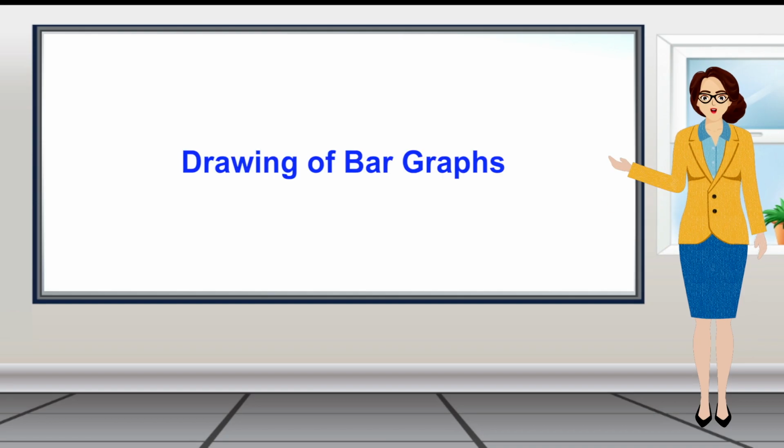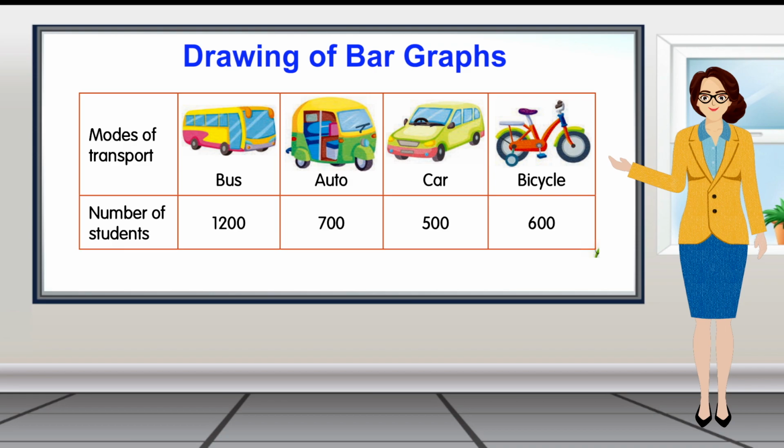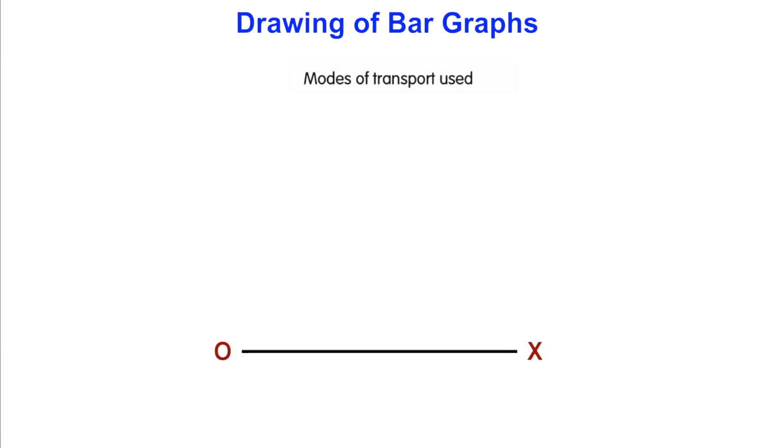Drawing of bar graphs. Let's learn how to draw a bar graph from one example. Observe the given table, which shows the number of students who used different modes of transport to reach school. The title of the graph is Modes of Transport Used. Follow the given steps to draw the bar graph. Step 1. Draw a horizontal line OX and vertical line OY intersecting at O.